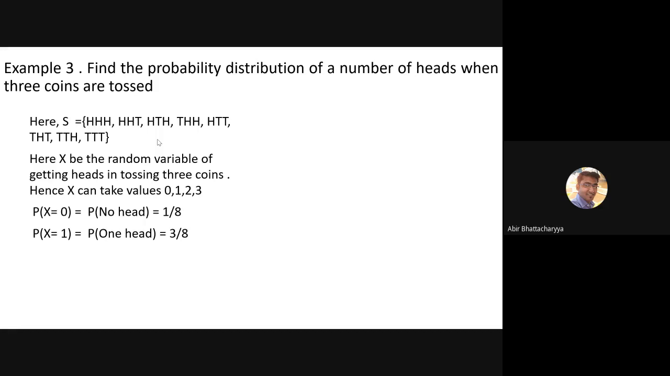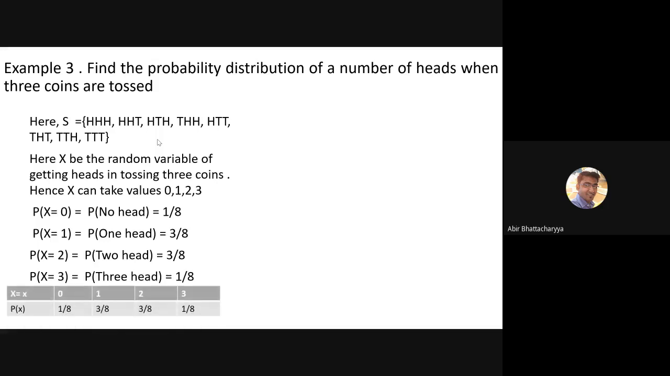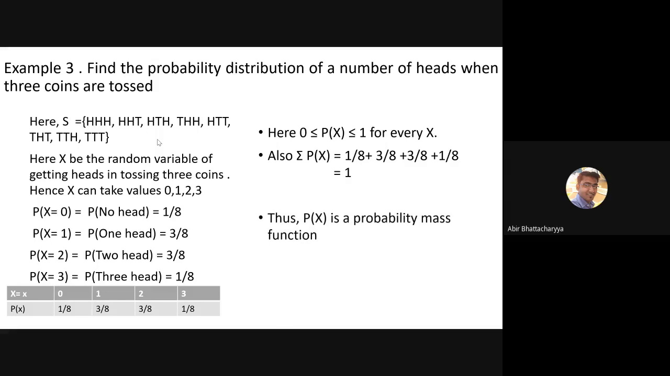No head means 1 by 8 probability. 1 head means 3 by 8. 2 heads means 3 by 8, and 3 heads means 1 by 8. So this is a probability mass function, and when we add them, the sum is 1. We have already done this question earlier, so don't waste time over it.